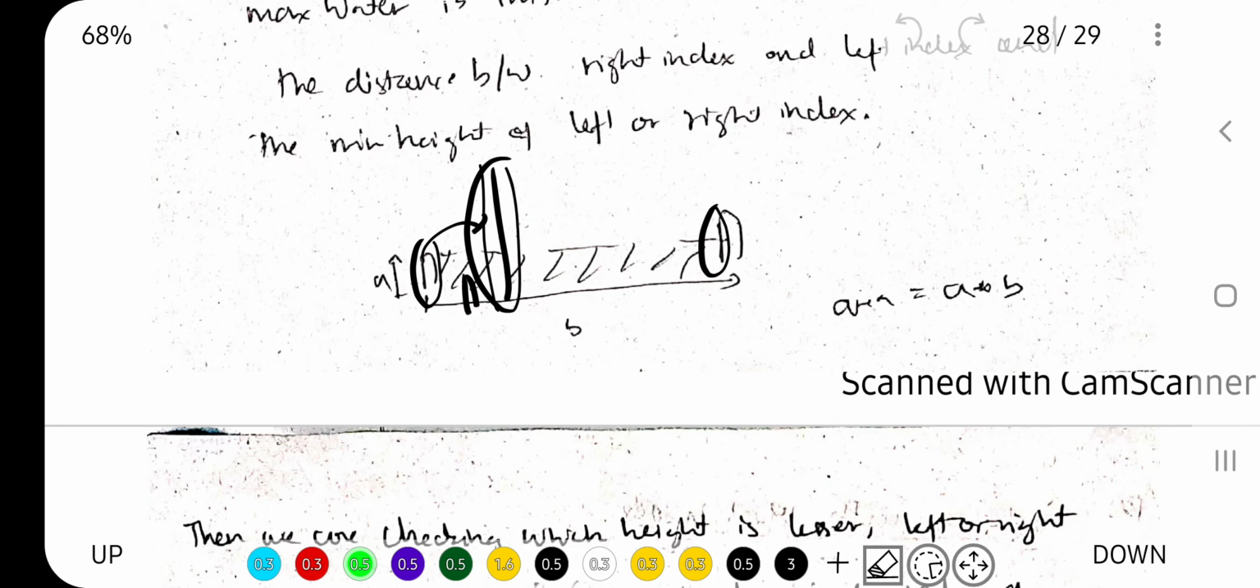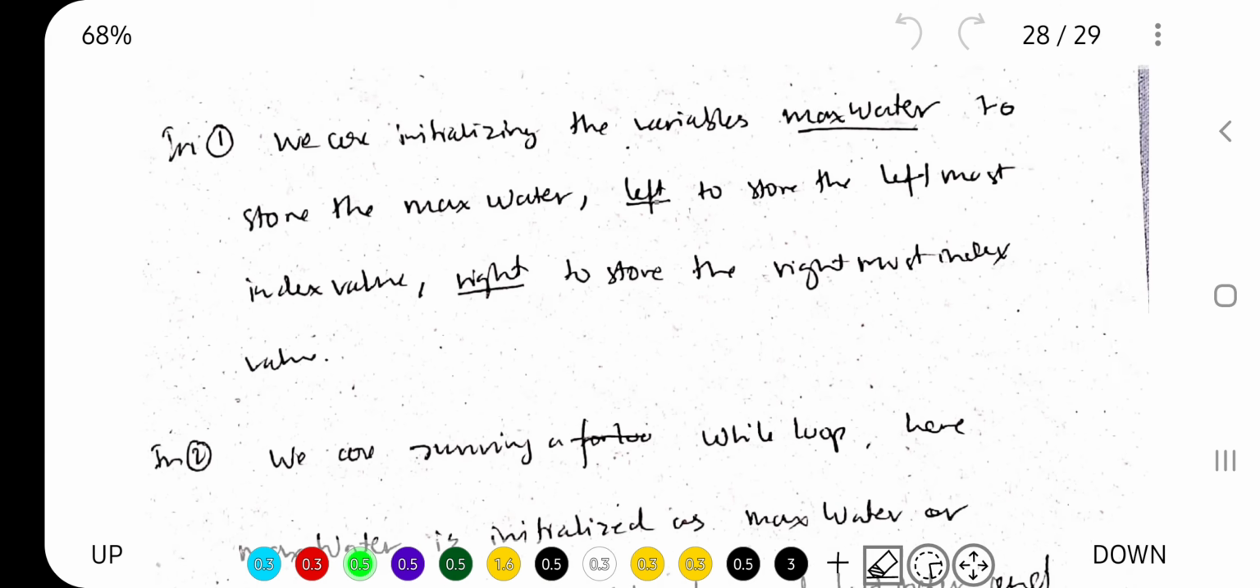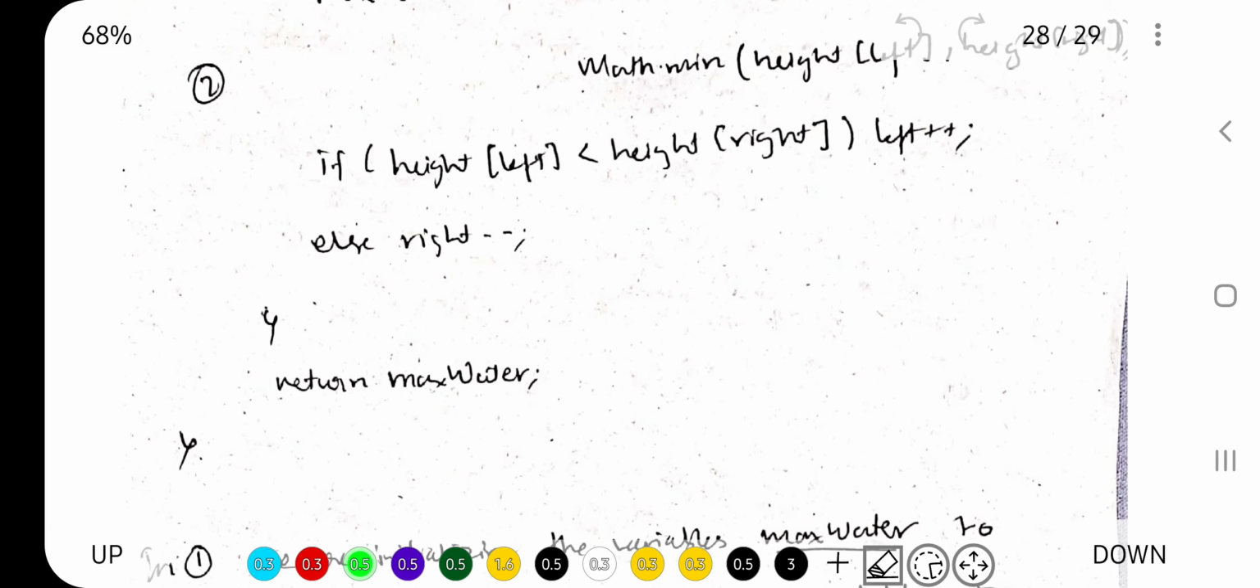On the other hand, if this one is lesser and this is greater, and I decrement this one, I might get smaller, right? So in that case, I'll get a smaller area because this is already smaller. That's why whichever is less, I'll be incrementing that in hope of getting a greater value of height. So that's what we are doing here in the first if condition. Left is smaller, left plus plus, else if right is smaller, right minus minus.